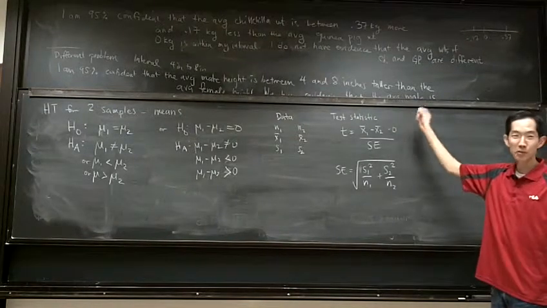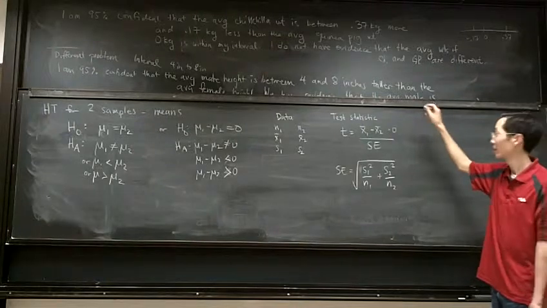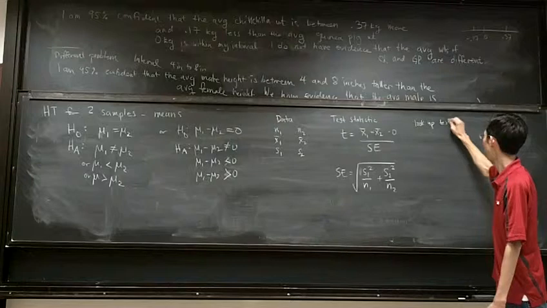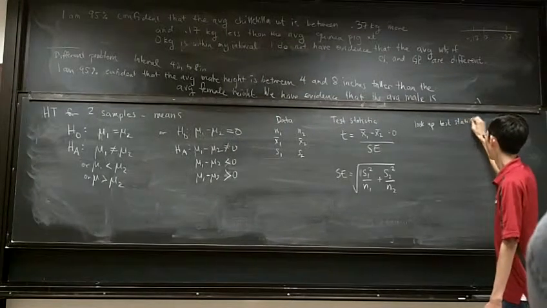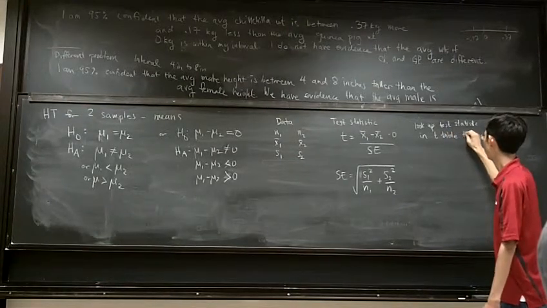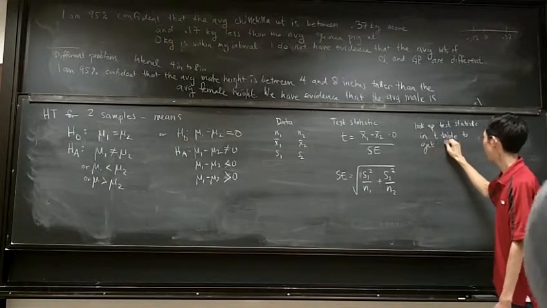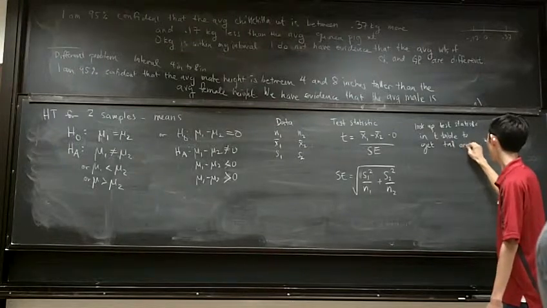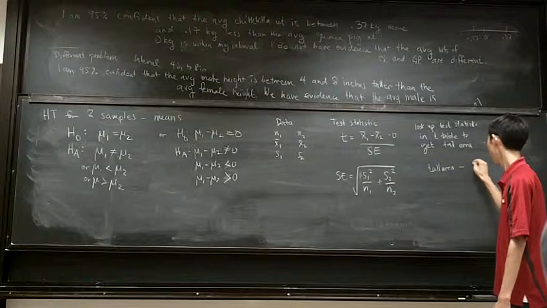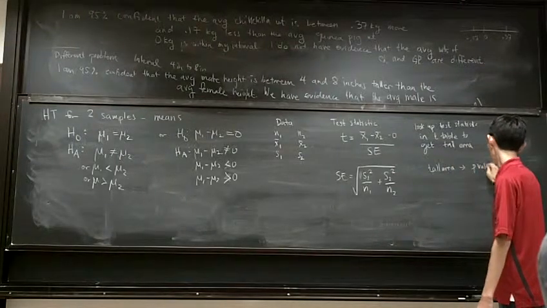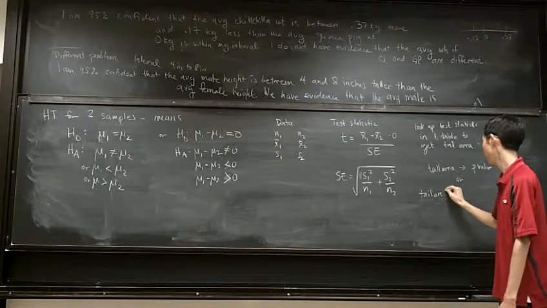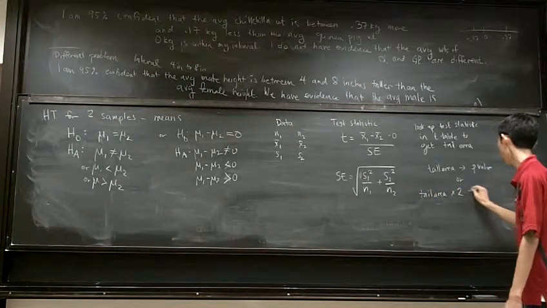So once we have our test statistic, what do we do? Look up the test statistic. Where? In the t-table. And what do we get? To get your tail area. And then your tail area either becomes the p-value, or tail area times 2 becomes the p-value.